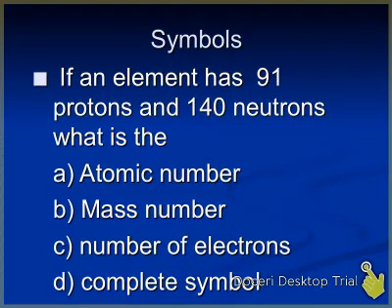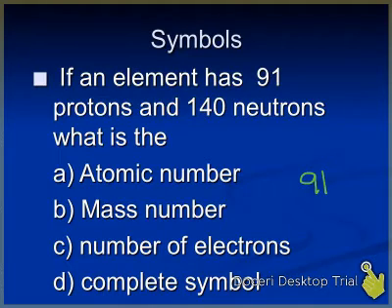Okay, this time it says if an element has 91 protons and 140 neutrons, what is the... So right off the bat, I'm going to go ahead and make the symbol. It makes everything a whole lot easier, right? So it has 91 protons. Well, we can't put protons on our symbol. We can put atomic number, though, right? So if we have 91 protons, our atomic number is 91. Is that the subscript or the superscript? Subscript.